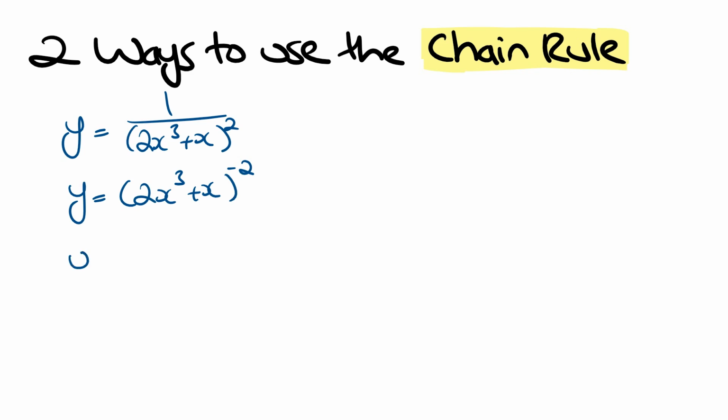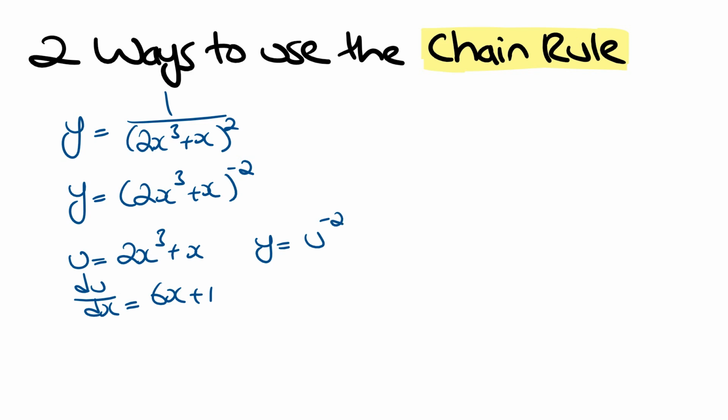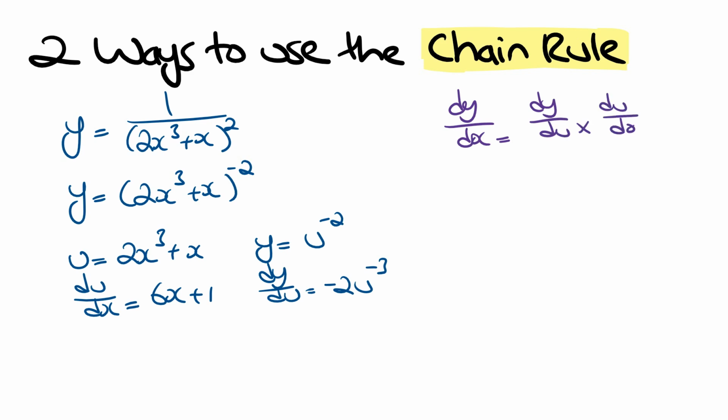The next step is to let u equal the function inside the brackets, which is 2x cubed plus x. So du dx, deriving this, is going to be 6x plus 1. Then we have y is going to equal u to the power of minus 2. Deriving this, dy du, is going to be minus 2 times u to the power of minus 3. And so using the formula, we have dy dx is equal to dy du times du dx.